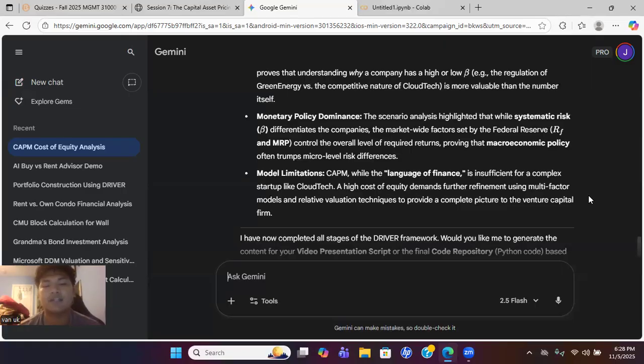And model limitations. It's CAPM. While the language of finance is sufficient for a complex startup like Cloud Tech, high cost of equity demands further refinement using multiple factor models and relative valuation techniques to provide a complete picture to the venture capital firm.